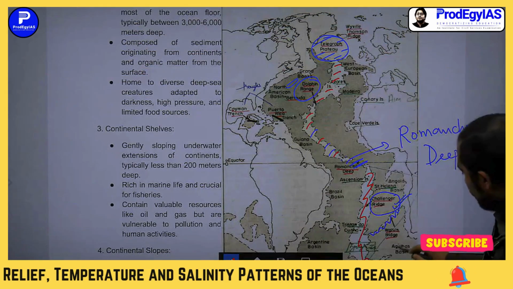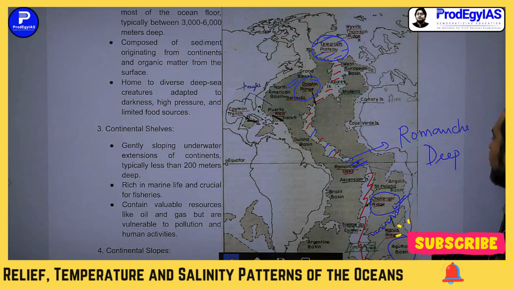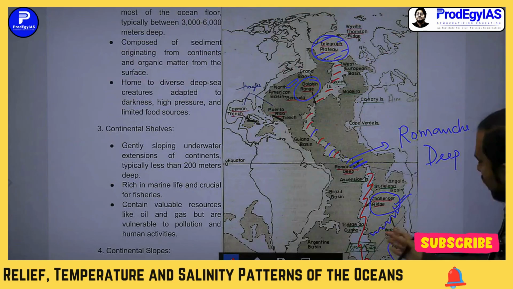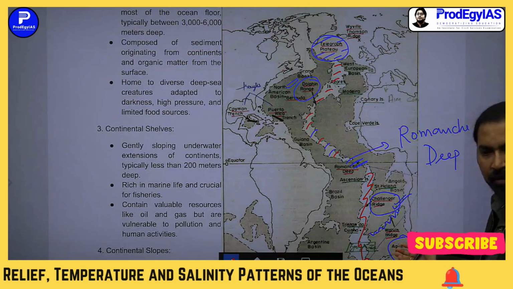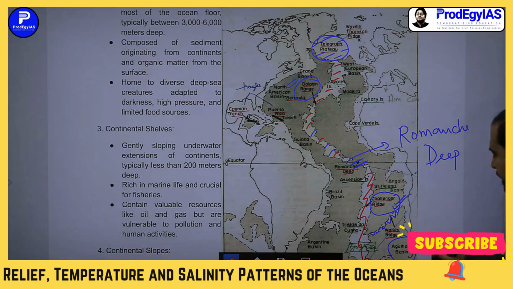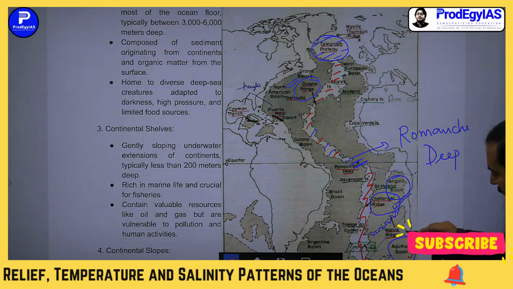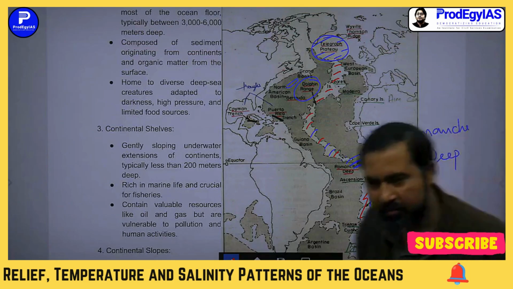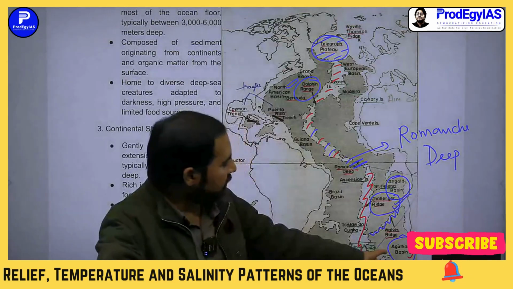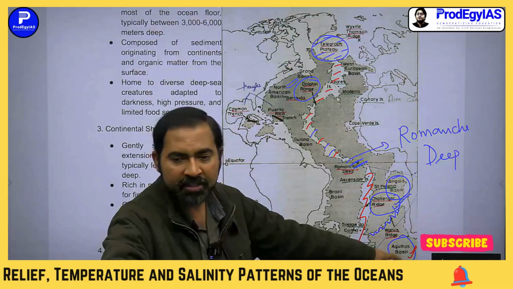Now come to the basin part. This is also important. Basins are the somewhat deeper parts of the oceanic floor. Here it is the Angola basin. Here a current flows with the same name as the basin, an oceanic current.